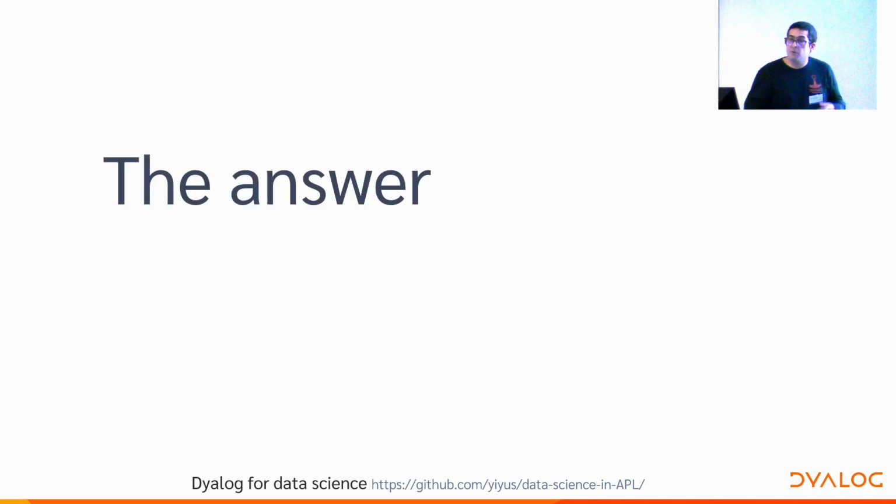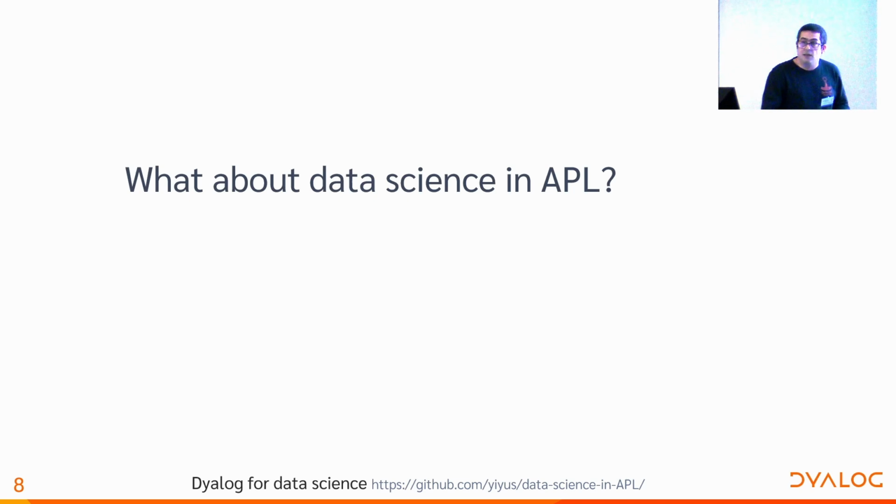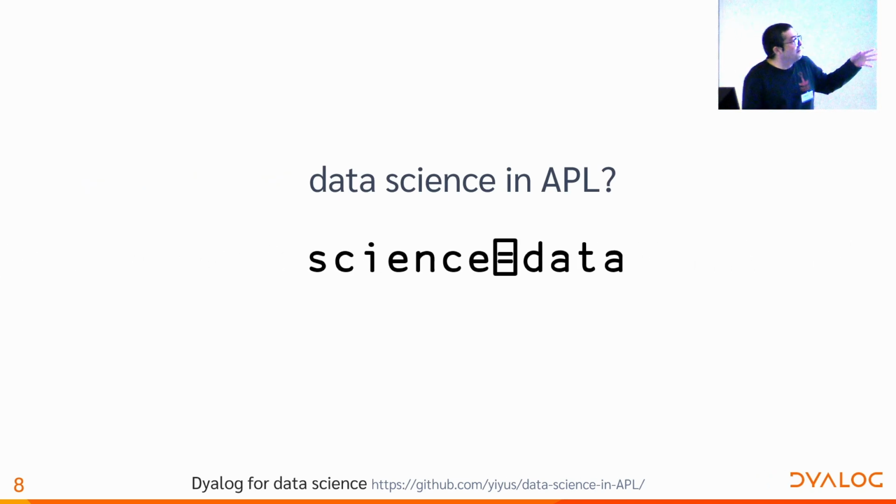And with these examples, I think I made my point to give my answer to all these questions that I said at the beginning. If you can do data science with APL, and how do you do data science with APL? And my answer to all these questions is the same. Science, key data. So of course you can do data science in APL. You just have to put your data at the right of the key operator and your science at the left of the key operator.